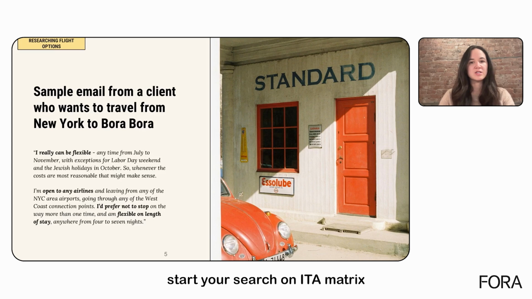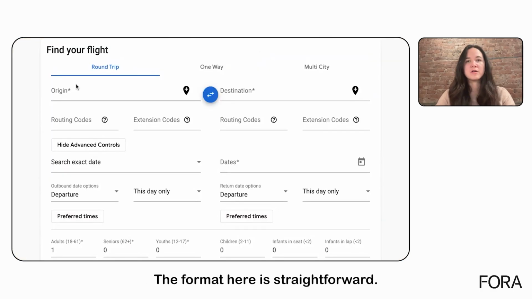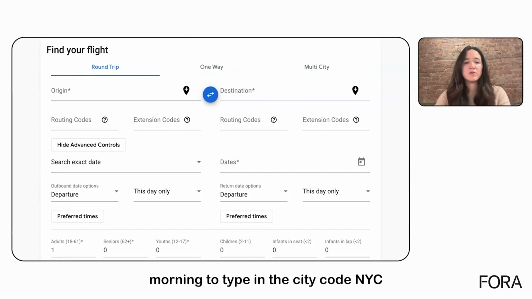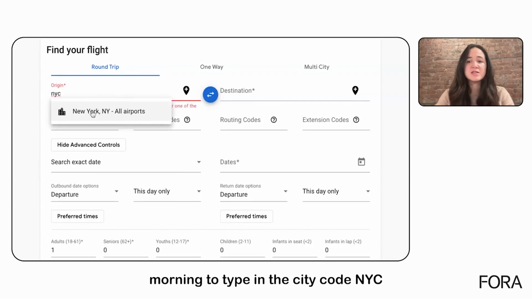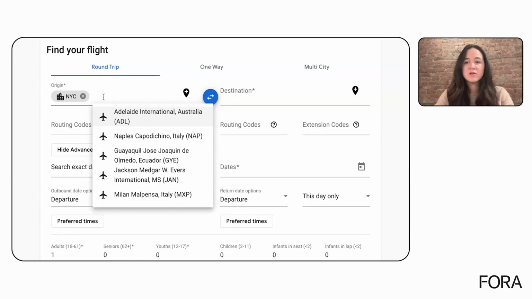Start your search on ITA Matrix at matrix.itasoftware.com. We recommend bookmarking this link. The format here is straightforward. We simply plug the client request into the fields. This client is willing to leave from any New York City area airport. I'm going to type in the city code NYC to get results from all New York City area airports.